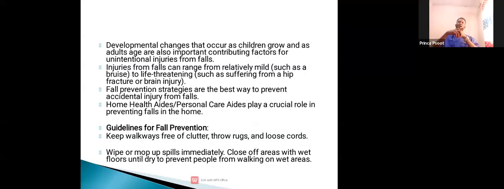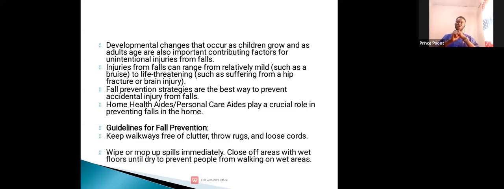Another cause of injury is developmental changes that occur as children grow, and as adults age, which are also important contributing factors for unintentional injuries from falls. Injuries from falls can range from mild to very severe. Fall prevention strategies are the best way to prevent accidental injury from falls. Home health aides and personal care aides play a crucial role in preventing falls in the home.